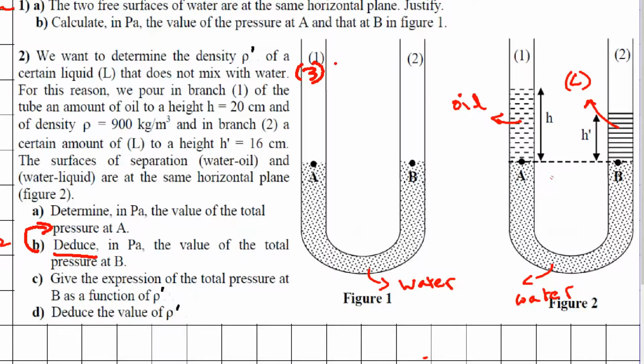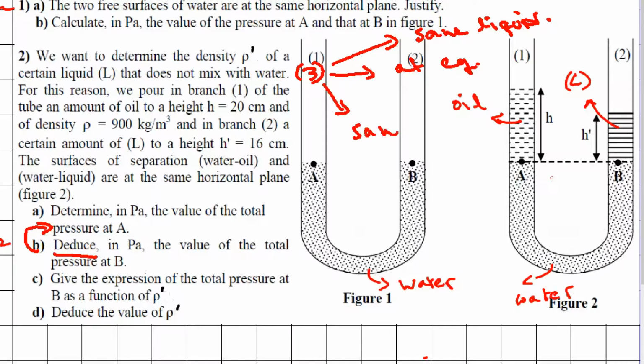So the rule of 3 says: same liquid, at equilibrium, and either we say same pressure or same horizontal level. So since we are interested in deducing the value of the pressure at the point B, which is equal to the pressure at the point A, we need to say that the pressure at the point A is equal to the pressure at the point B. So same pressure, we will eliminate this.